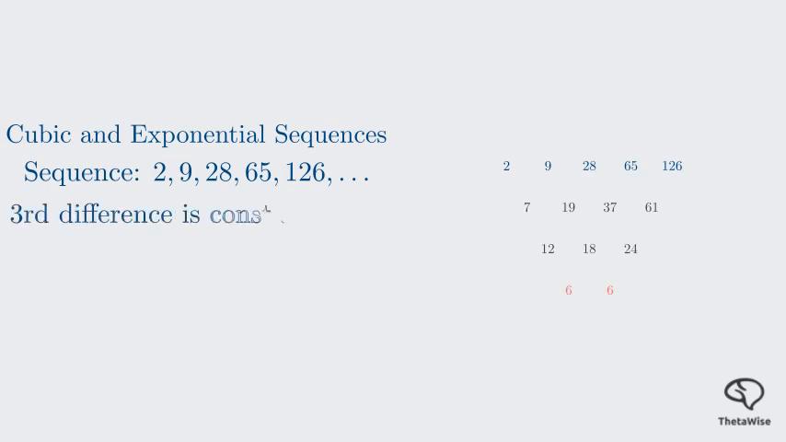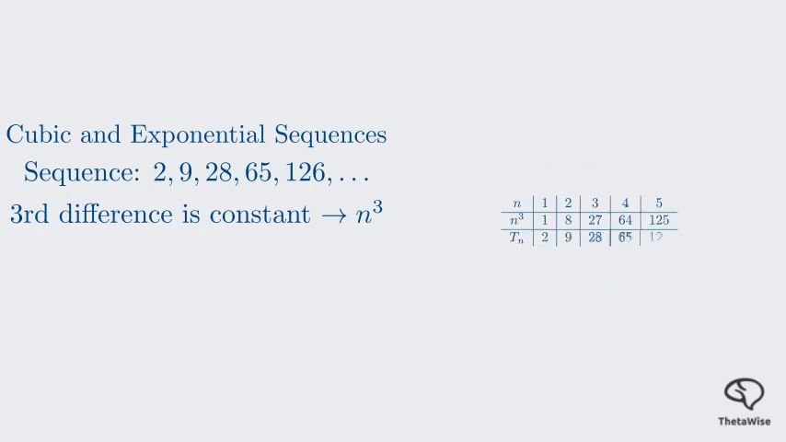Notice that the third difference is constant at 6. This confirms it is a cubic sequence, meaning the formula involves n cubed. By comparing the terms of n cubed to our sequence, we see that each term in our sequence is exactly 1 more than n cubed. Therefore, our nth term formula is Tn equals n cubed plus 1.